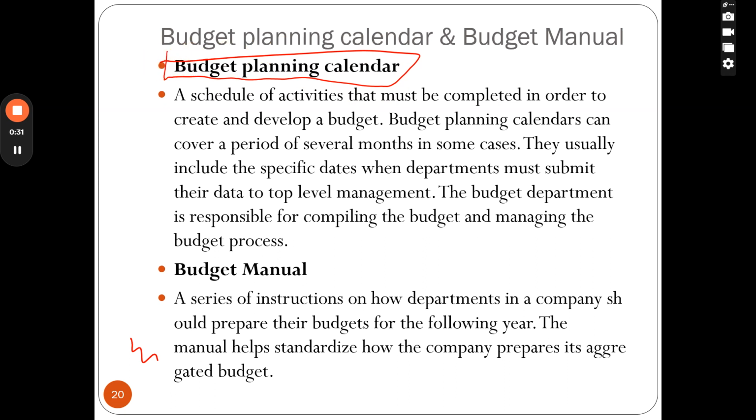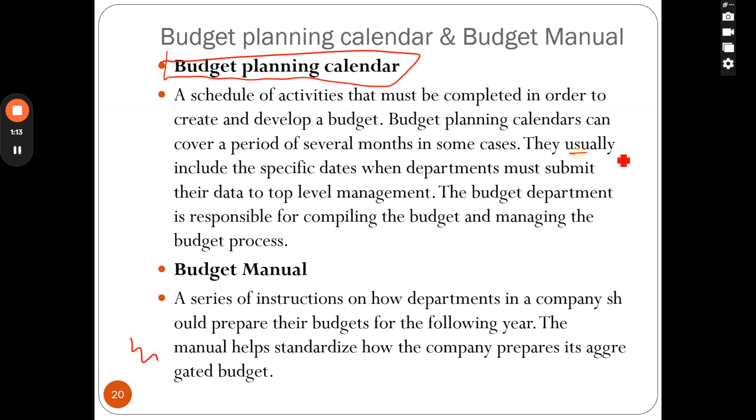Okay, first of all, the budget planning calendar. So what's a budget planning calendar? You will be starting to prepare a budget, right? So when should each of the departments prepare their own individual budgets and submit them to top level management? For all these things, there should be a schedule. Who will do their budget first, who is going to be second, and who is going to submit their budgets to top level management. All these things should have a clear plan. That is what a planning calendar actually is.